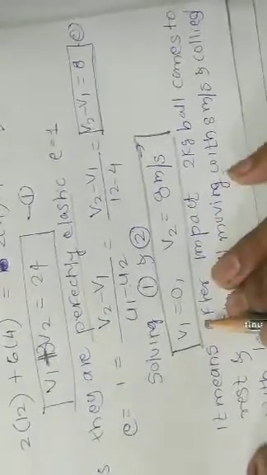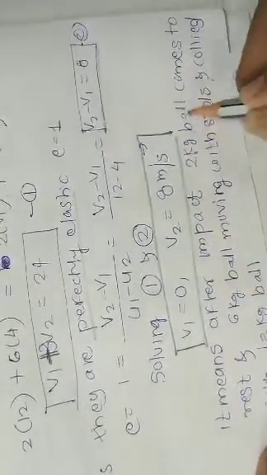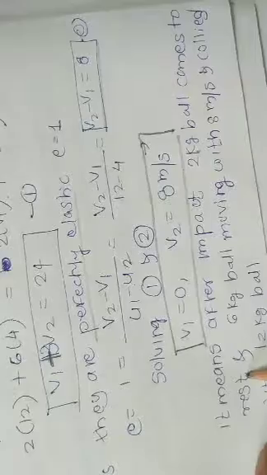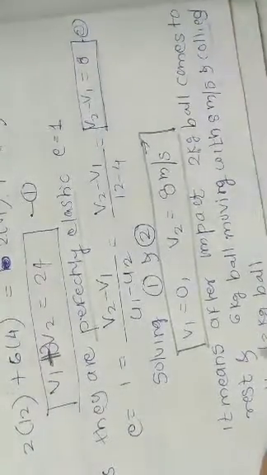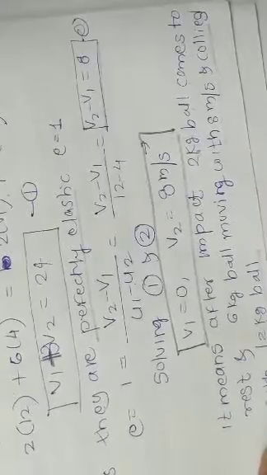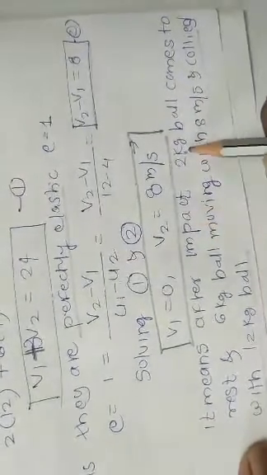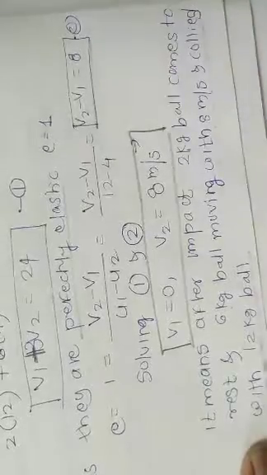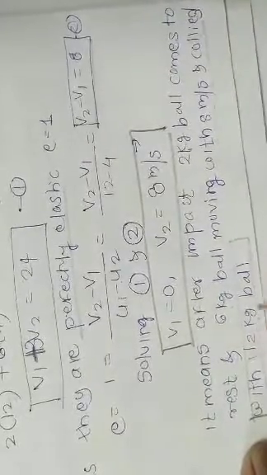It means that after the impact this 2 kg ball comes to rest, and this 6 kg ball is moving with 8 meter per second and collides with the next ball, the 12 kg ball. So the first ball of 2 kg will come to rest, and this 6 kg will move with 8 meter per second and collide with the third ball of 12 kg. Now step number 2.